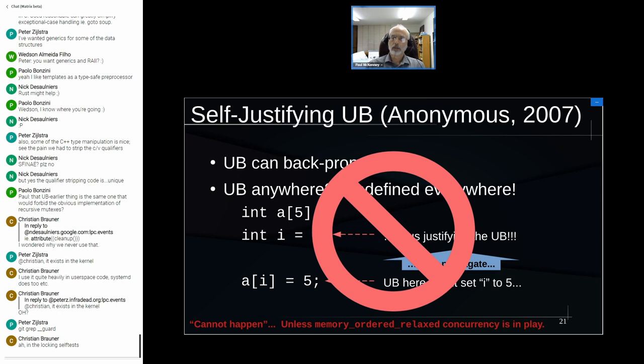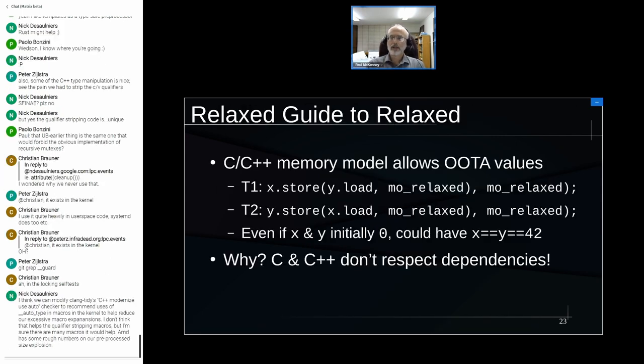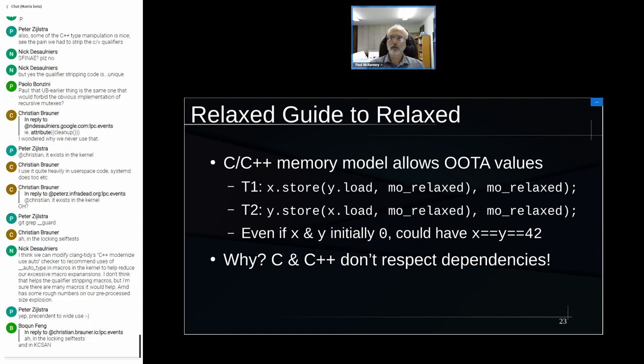All right, so that leads us to memory order relaxed. One of the ugly things about the C++ memory model is it allows out of thin air values. Canonical out of thin air has a store to X from Y, and then another thread does a store to Y from X. If they're both relaxed, then even if X and Y are initially zero, you could end up with X and Y equaling 42.